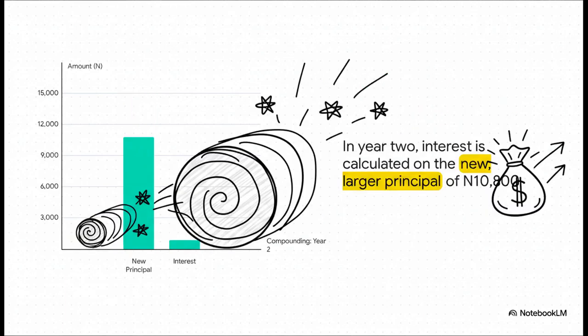But for year 2, look what happens. We don't start at 10,000 anymore. We start at 10,800. So that 8% interest is now calculated on that new, bigger amount. That gives us 864 in interest, which is more than the year before. See, the snowball is starting to accelerate.